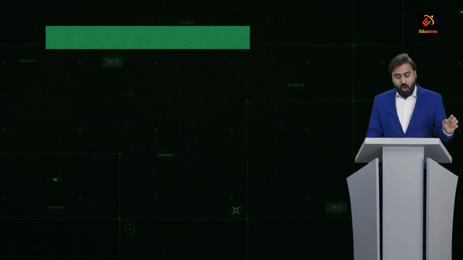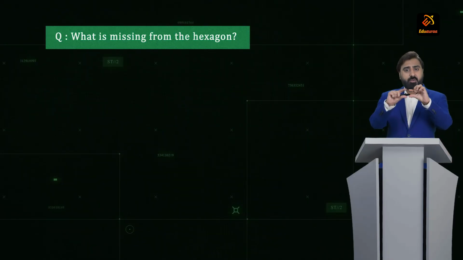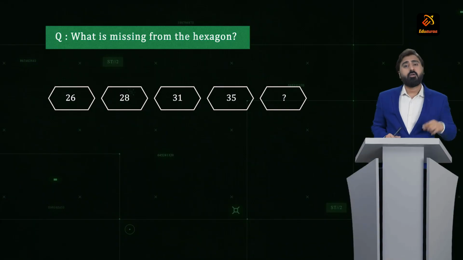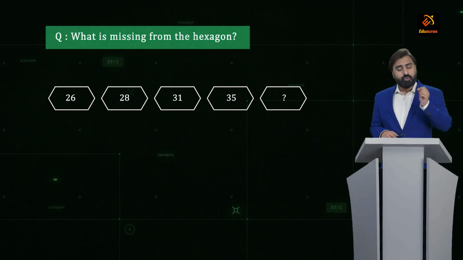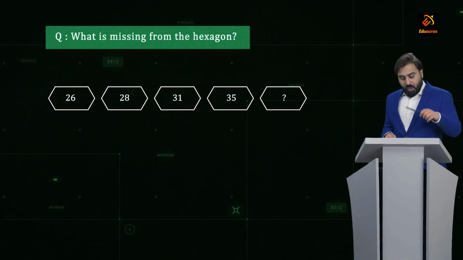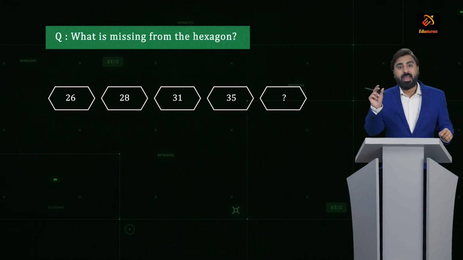Yes, let's solve one more question and move on to the next question. Our question is, what is missing from this hexagon? That means there is one diagram given to us in the form of a hexagon where numbers are placed and we are supposed to find the missing number. So, what are those numbers? 26, 28, 31, 35 and x.